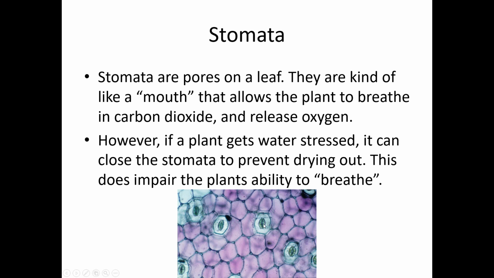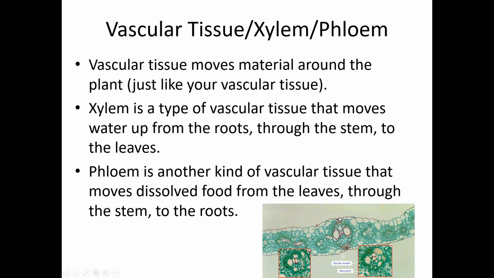Stomata, plants usually have these on the underside of a leaf. They're sort of like little mouths. When they're open, the plants can breathe in carbon dioxide and lose oxygen through the stomata. However, they can also close their mouth if they start to get dehydrated to prevent excess water loss. The problem is when they do that, they can't breathe. And so some plants have to have some modifications to help them be able to do both photosynthesis and close their stomata at the same time.